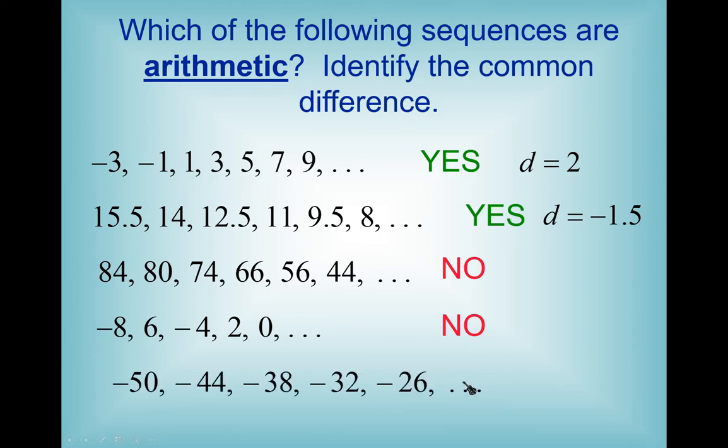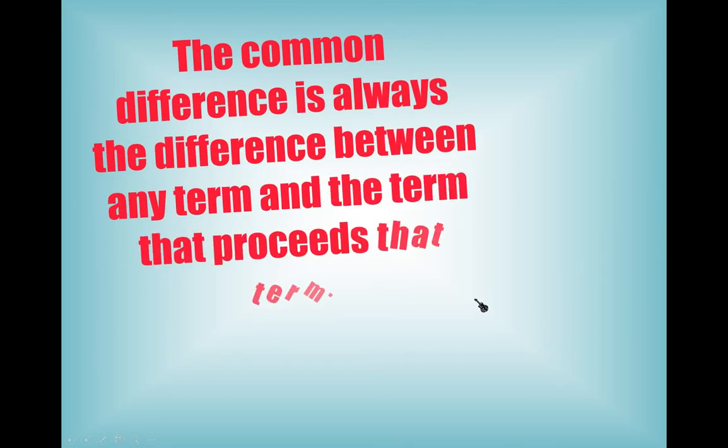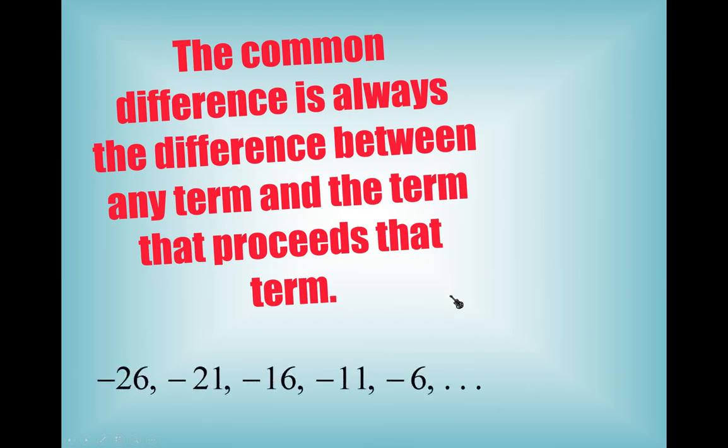Another, negative 50, negative 44, negative 38, negative 32, negative 26. Is that an arithmetic sequence? Yes. Common difference is 6. The common difference is always the difference between any term and the term that precedes it. So, kagaya nito, negative 26, negative 21, negative 16, negative 11, at negative 6, ang kanyang common difference is 5.